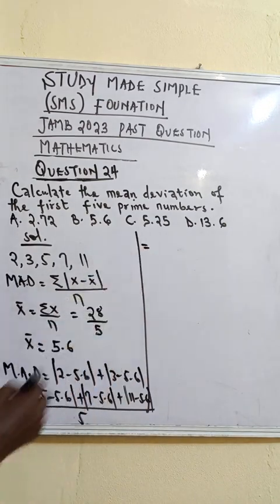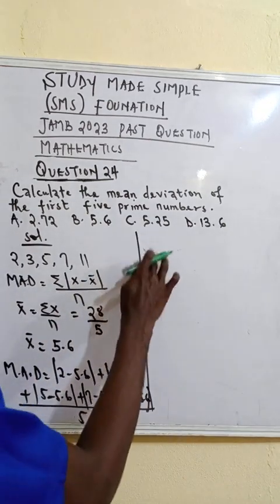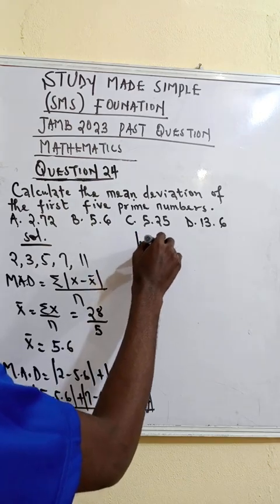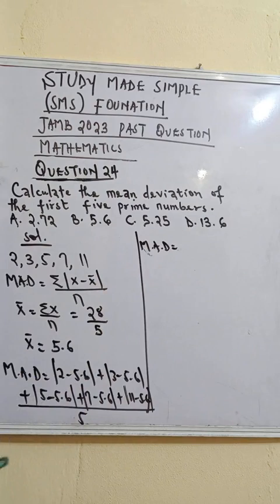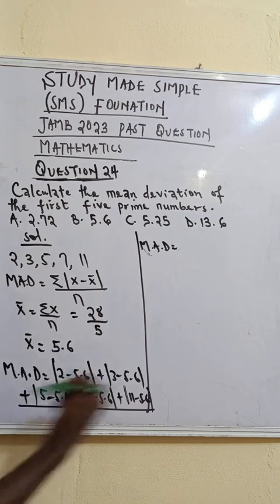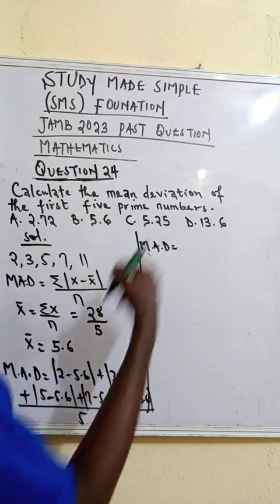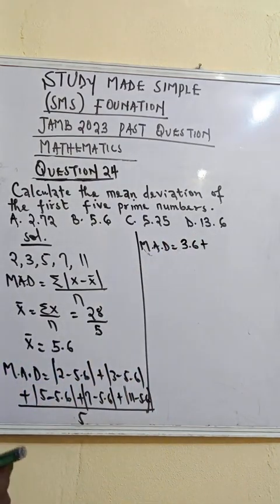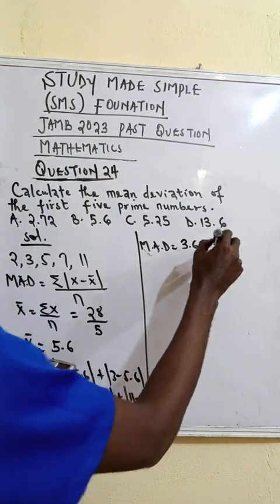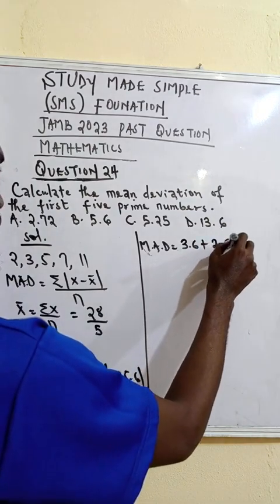Now, we have to compute each one of them. So the MAD, which is the mean absolute deviation, will be equal to 2 minus 5.6. Of course, it will give me negative, but I will turn it to positive because I need the absolute value. So minus 3.6. Taking the absolute value, I will have 3.6. Plus the next one, 3 minus 5.6. So that will also give me negative, but I will take the positive value, which is 2.6.